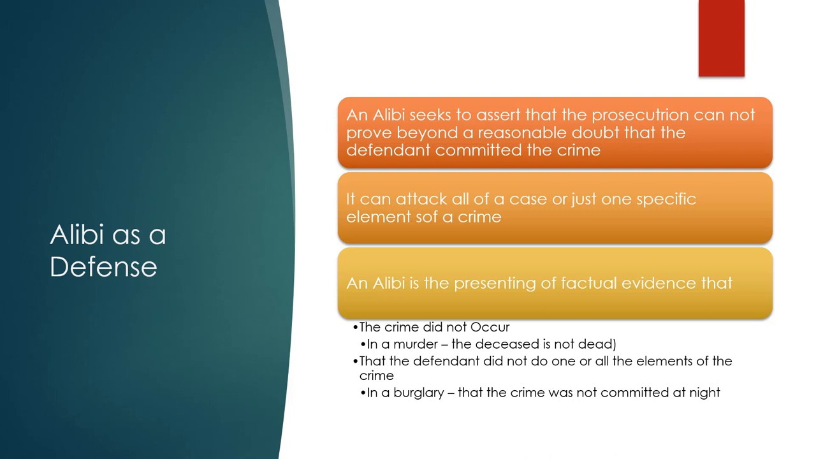Prosecution, that's an interesting one. Alibi says, you can't prove beyond reasonable doubt that I committed the crime. In other words, you're presenting factual evidence that the prosecution is wrong. So one of the things you can argue is the crime didn't occur.